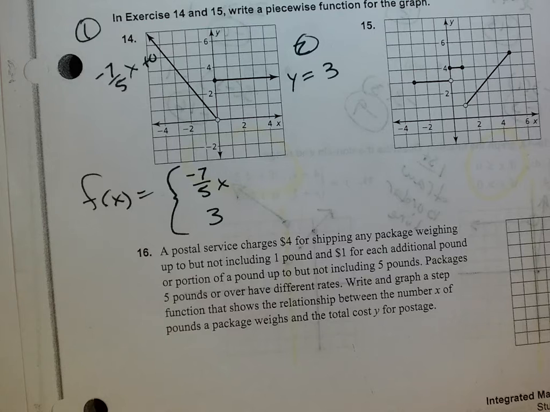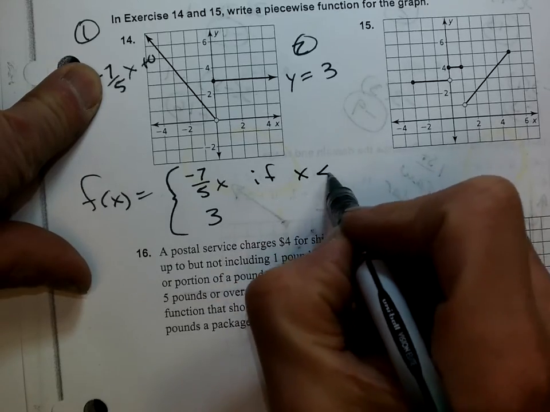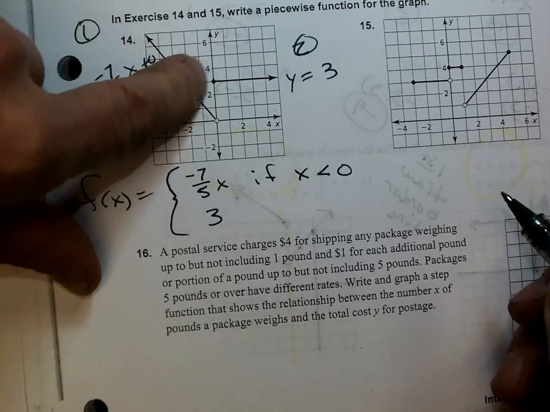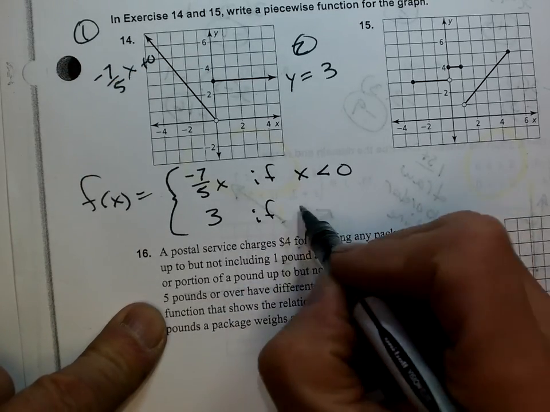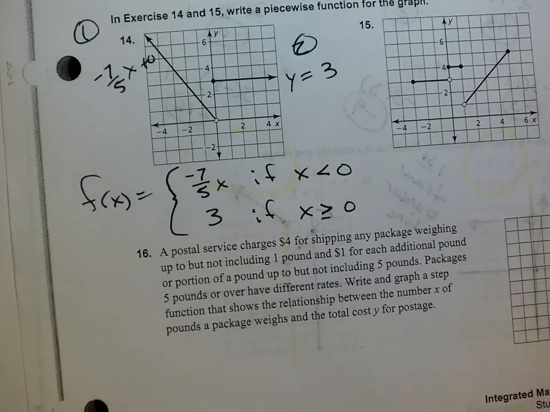Where's the borderline at? It's at 0. You guys agree it's at 0? This one has an open circle, so this one's less than 0. This one has a closed circle, this one's greater than 0, okay? So we're going to say this one is if x is less than 0. This one is connected, so it's if x is greater than or equal to 0. All right.